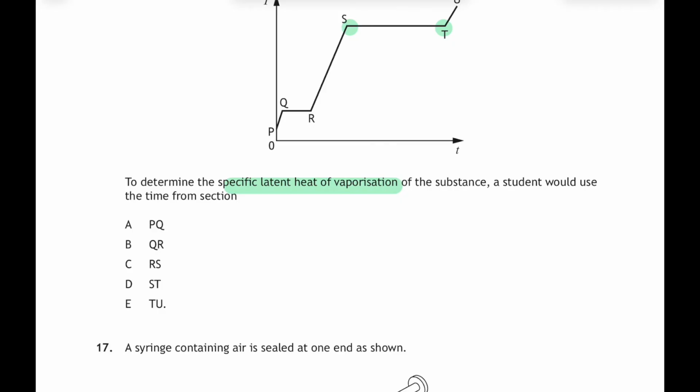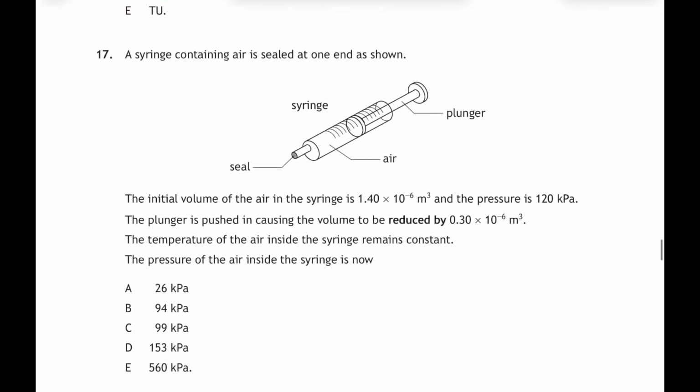So between S and T, where the graph is flat because there's no temperature change when the state is changing, that is where we should measure the specific latent heat of vaporization. So S and T, that's answer D.